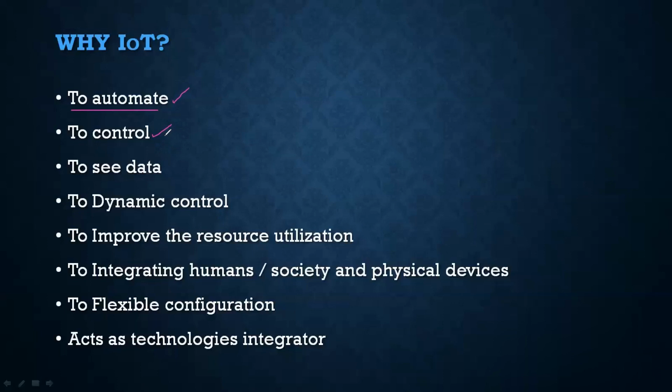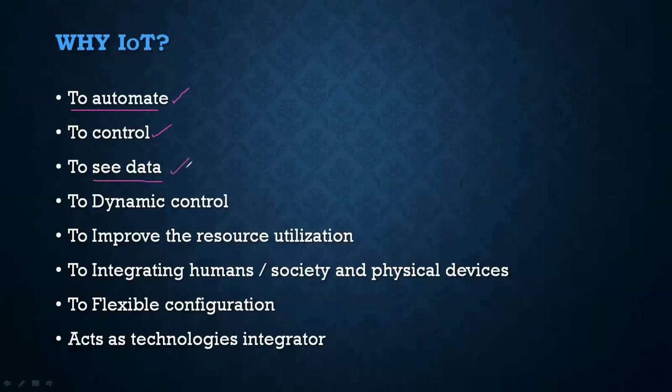So you can turn on or off the washing machine, and you can change the modes through your mobile phone only. So that means what? You can remotely control your washing machine from the bedroom itself. And next thing is to see the data in real time.